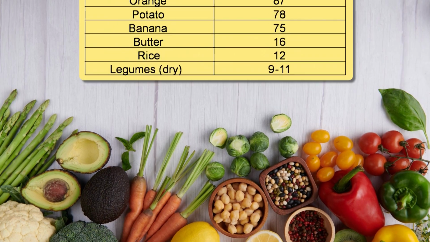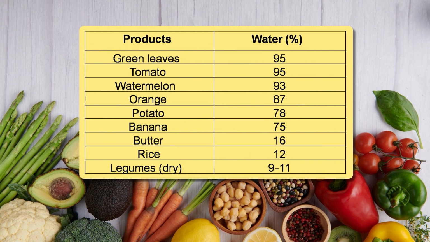Now, to give you an example of how much water is there in percentage: green leaves contain 95%. Tomato also has 95%. Potato has 78%. Rice has 12%. Legumes 9 to 11%. Because of this, legumes and rice with low water percentage have a longer shelf life.